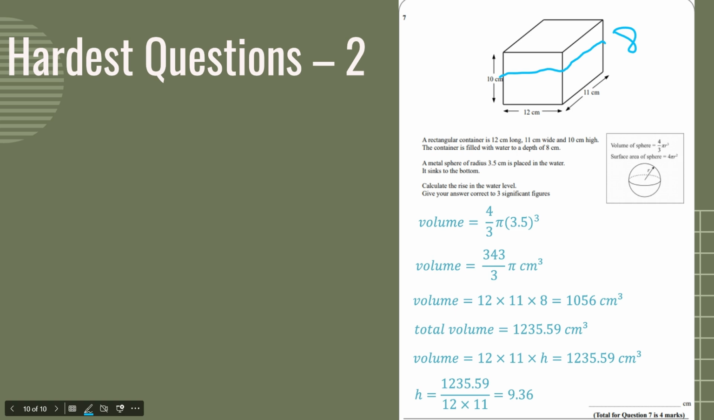Now 9.36 is our new height from our 8. So if we do 9.36 minus 8, we can work out the rise in the water level, which is 1.36. So the rise in our water level, to 3 significant figures, is 1.36.